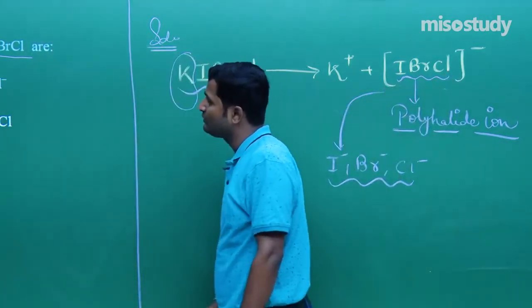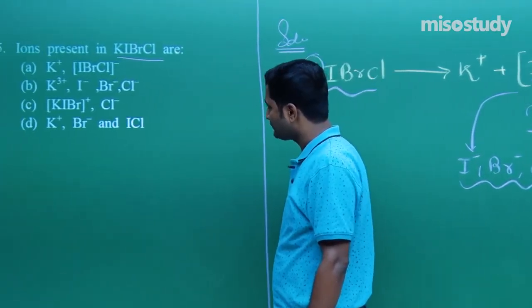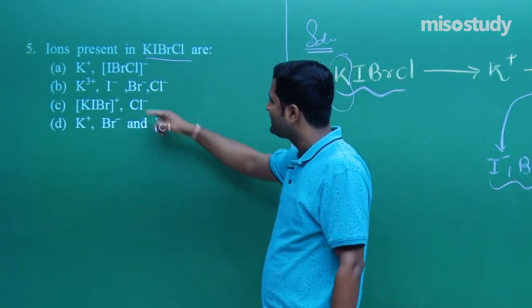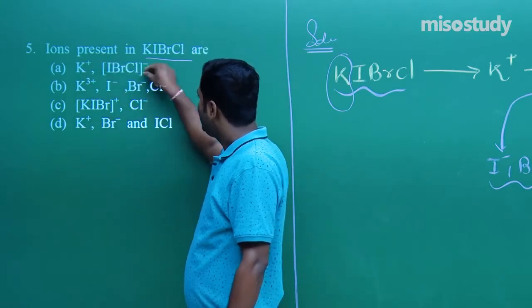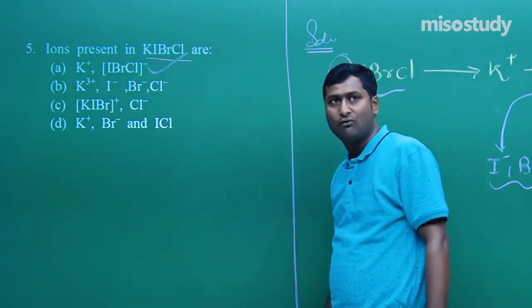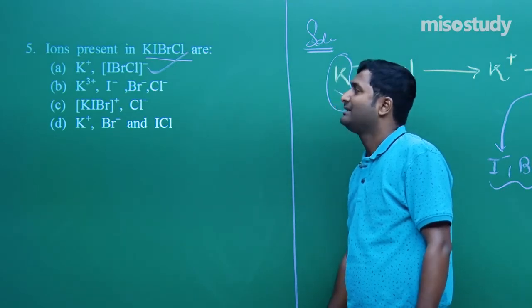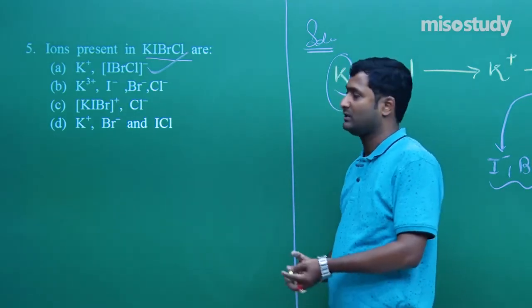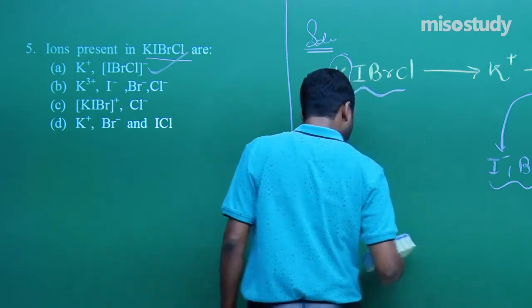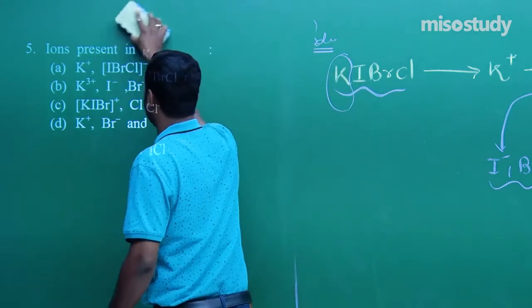Now find out which one is the correct option. For question number 5, that is A, K plus IBrCl minus. So for question number 5, we can easily predict that A is the correct option. Now friend, I'm going to rub this part and we'll discuss the next question. Wait for a moment.